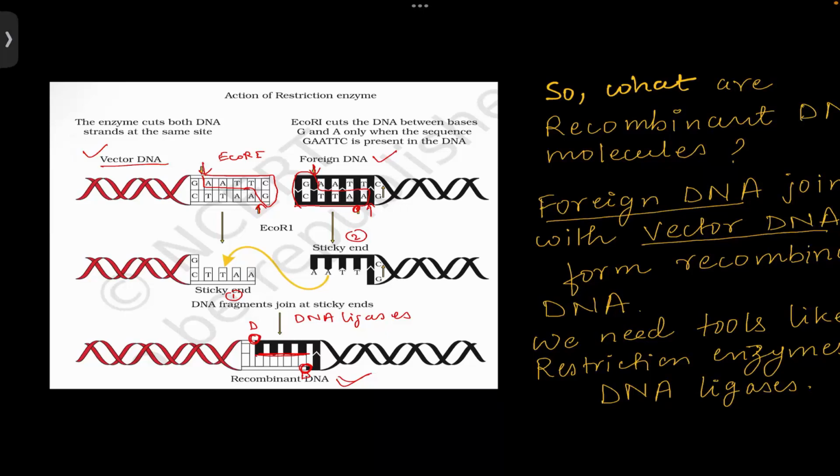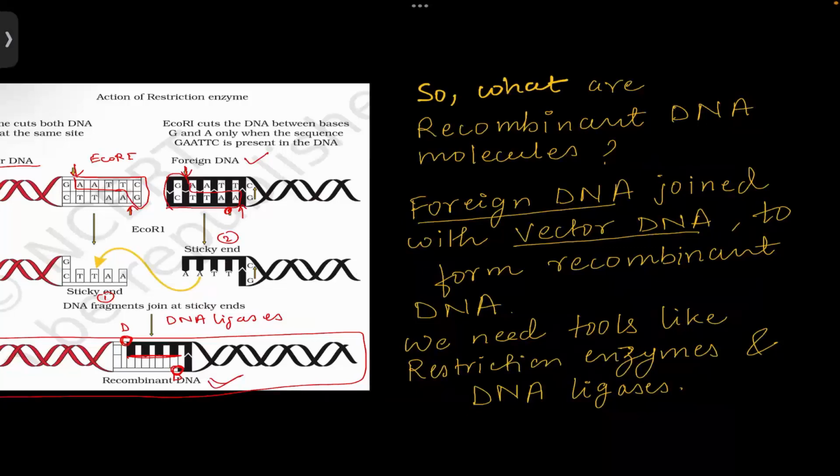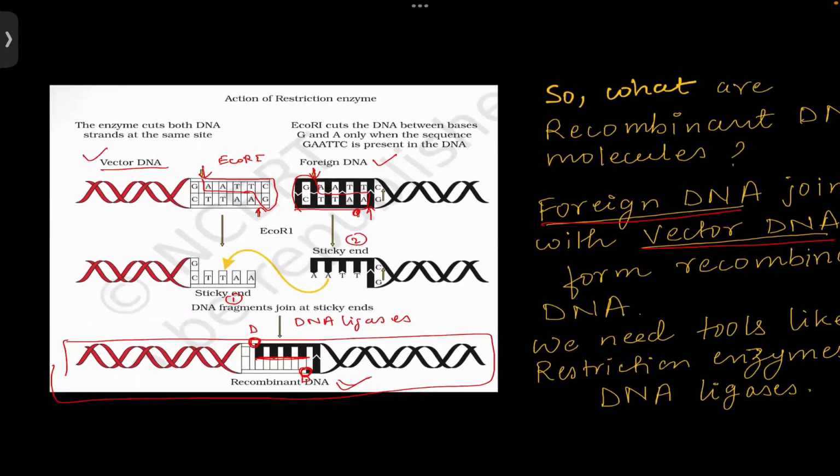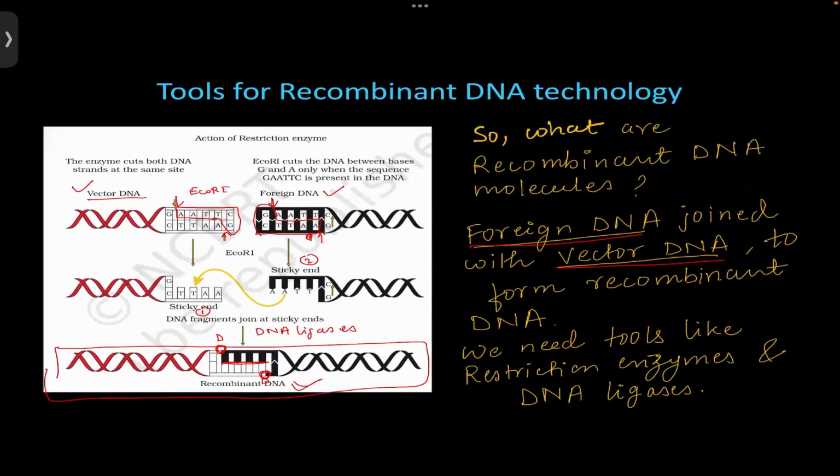So it will now create one long piece of DNA where some portion is from the plasmid and some portion is from the foreign piece of DNA. Now this complete DNA is called the recombinant DNA. So recombinant DNA is nothing but a foreign DNA that is linked with the vector DNA. And for creating this kind of DNA, you need restriction enzyme and DNA ligase.